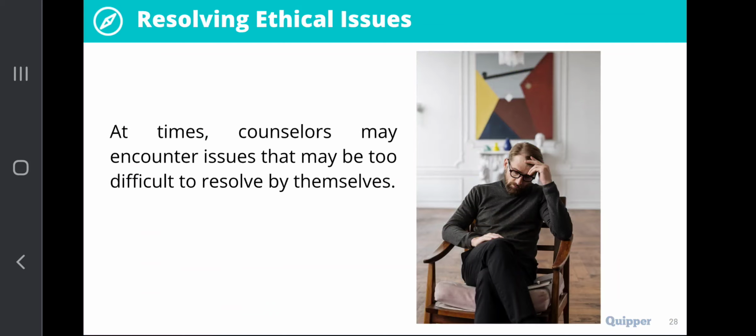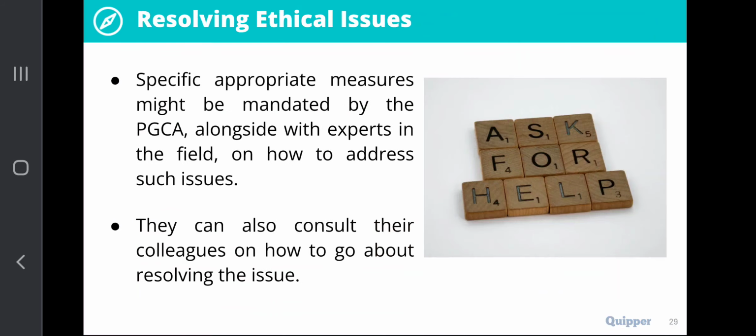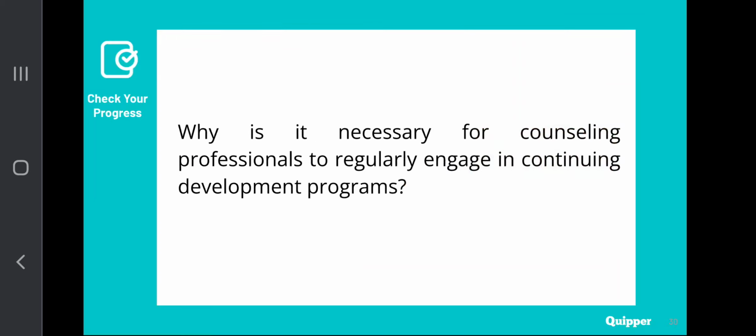At times, counselors may encounter issues that may be too difficult to resolve by themselves. Therefore, there are specific appropriate measures that might be mandated by the PGCA alongside experts in the field on how to address such issues. They can also consult their colleagues on how to go about resolving the issue. Now, why do you think it is necessary for counseling professionals to regularly engage in continuing development programs?